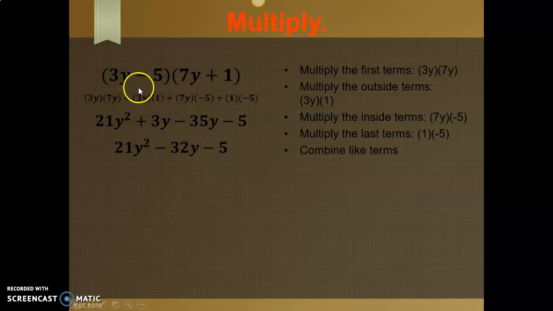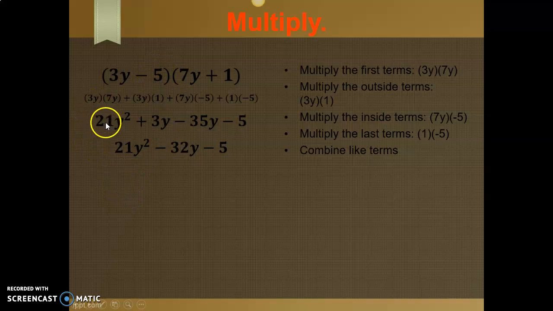Our first two terms are going to be 3y and 7y. Our outside terms are going to be 3y and 1. Our inside terms are going to be 7y times negative 5. And then our last terms are going to be 1 times negative 5.